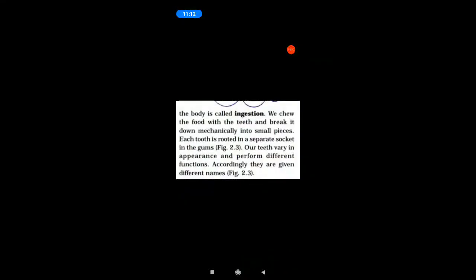First, the mouth and the buccal cavity. The food is taken into the body through the mouth, as all of you know. The process of taking food into the body is called ingestion. We ingest the food materials through the mouth.